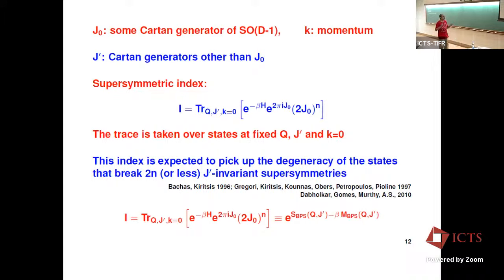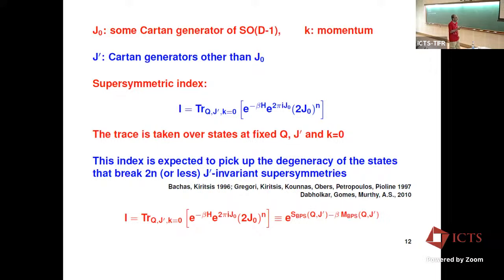So let's suppose that you have a black hole in d space-time dimensions, and we now identify one particular Cartan generator of SO(d-1), and call that J0, and J' will be a collection of the other Cartan generators. At present, this choice is up to you, how you choose J0 and how you choose J'. Given this, we can define a supersymmetric index as given here.